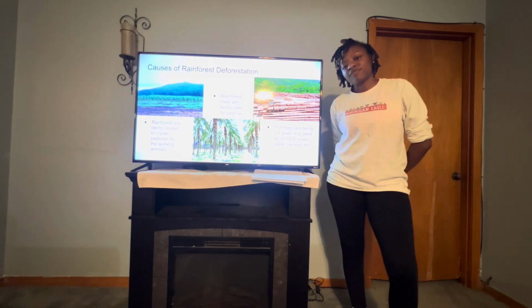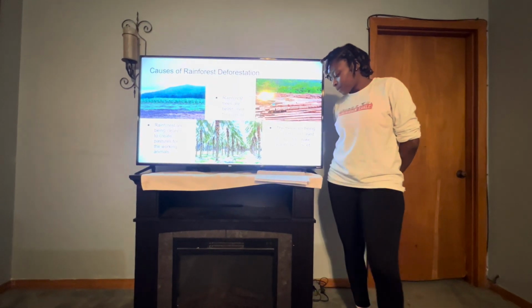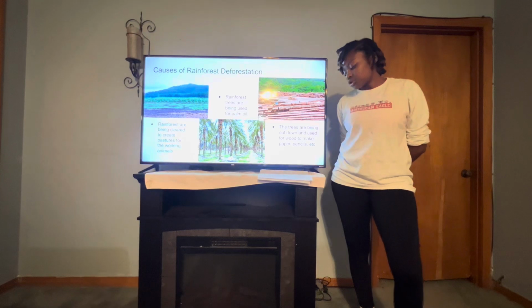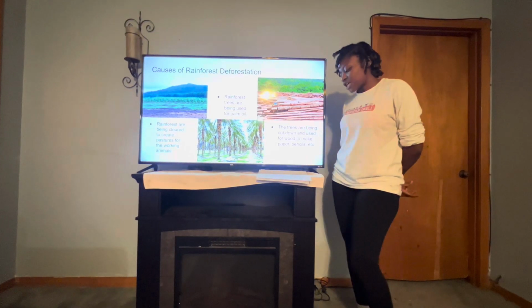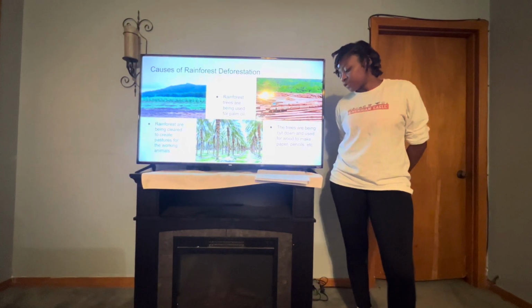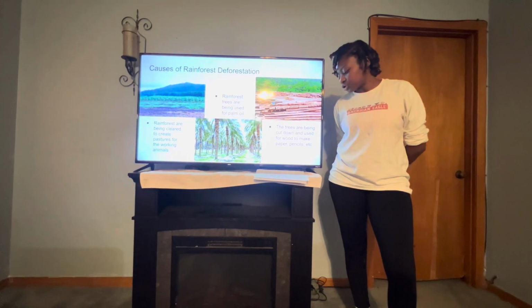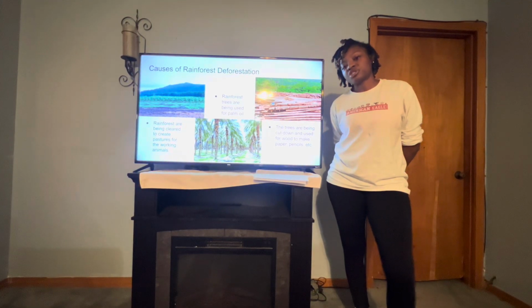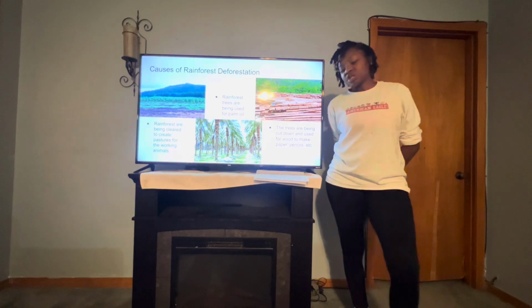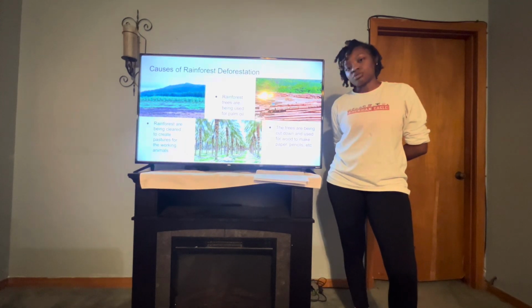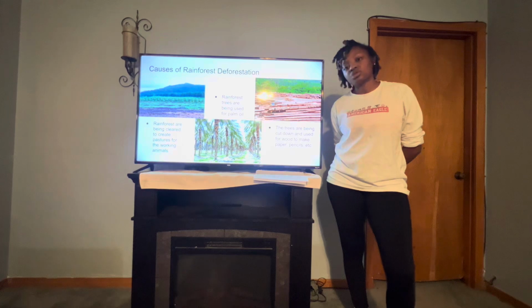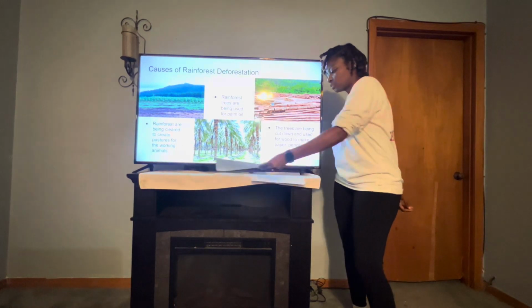Transitioning to another key factor, urbanization. Urbanization also contributes to this crisis. As population grows, the need for land for housing and infrastructure leads to the clearing of forested areas. These interconnected factors create a vicious cycle, pushing rainforest ecosystems closer to irreversible damage.